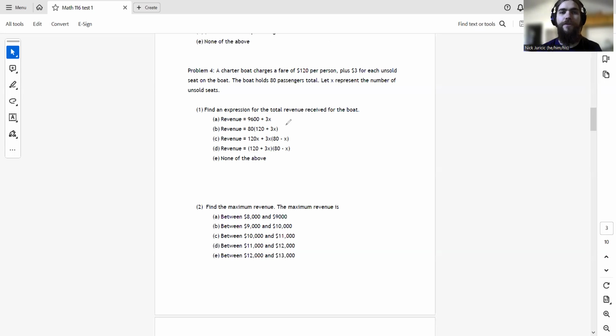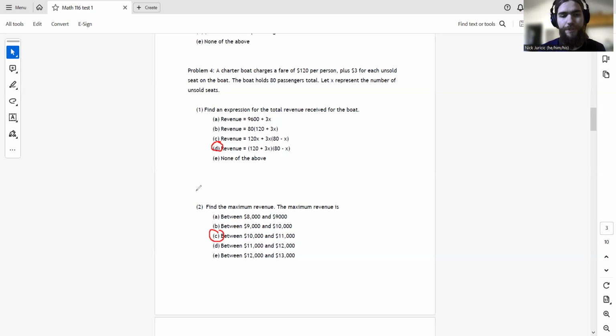For starters, the answer is somewhat like this. Or rather, I should just say these are the correct answers. But why? But why? What's the situation? A charter boat is charging a fare of $120 per person. You imagine a boat, and they're letting people on. They're like, pay up, $120 plus some extra, depending on how many seats they don't have filled.